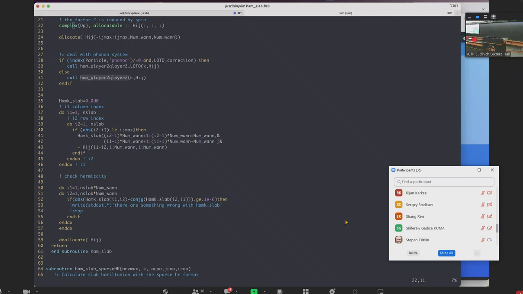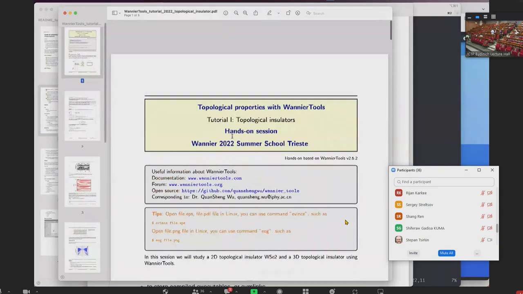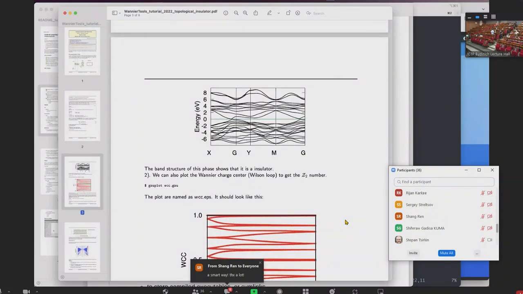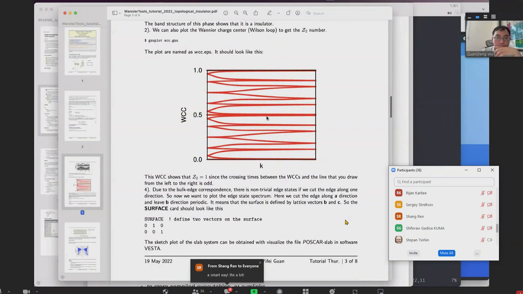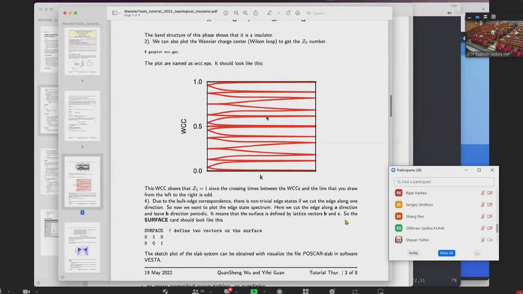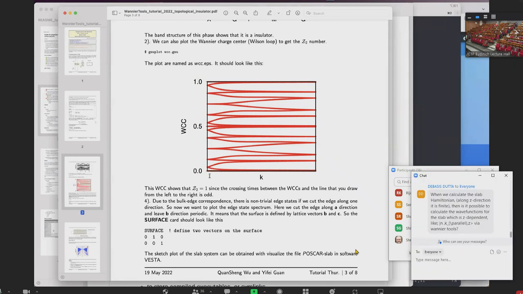Sorry, can you hear me? Yes. I have a question about the results for the topological material calculation on page 3 of the tutorial, this red plot of the Wannier charge centers. The text right after the plot says it is obvious that this is Z2 equal to 1, and it refers to the crossing times between the charge centers and the line that you draw from left to right being odd. First I want to ask: where do we draw that line?